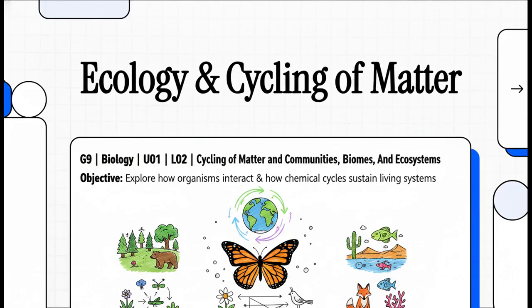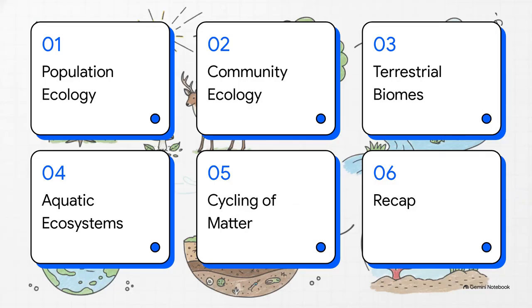We're going to see how life is completely interconnected, from a single, tiny butterfly all the way up to the entire planet. Here's our roadmap for today. We'll start with population ecology, expand into community ecology, check out terrestrial biomes and aquatic ecosystems, dive into the cycling of matter, and finally finish up with a quick recap.